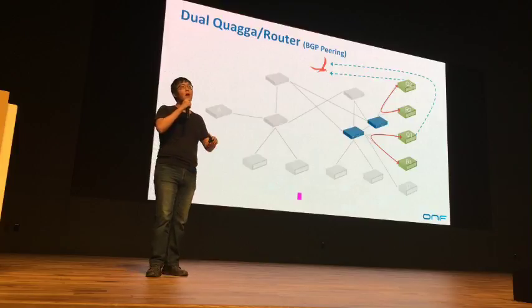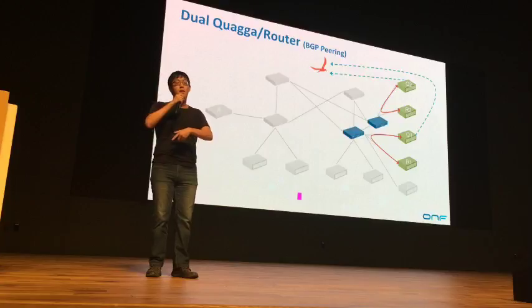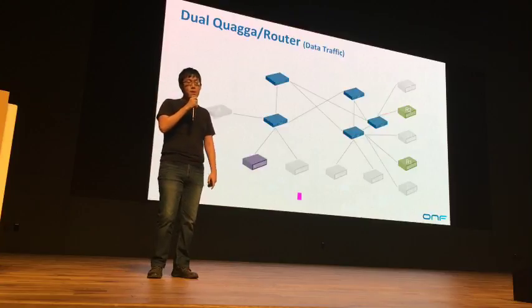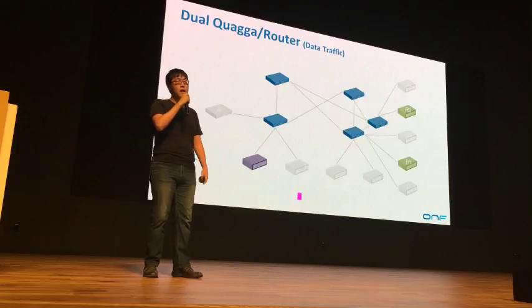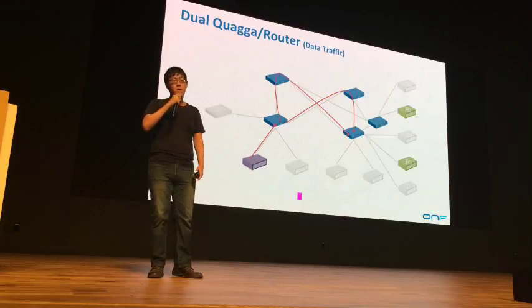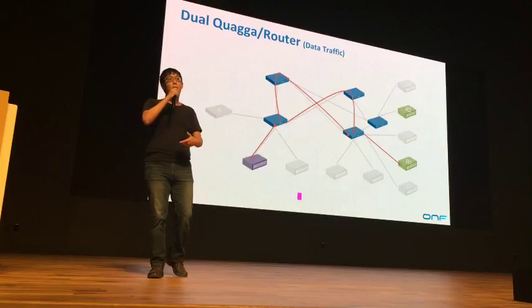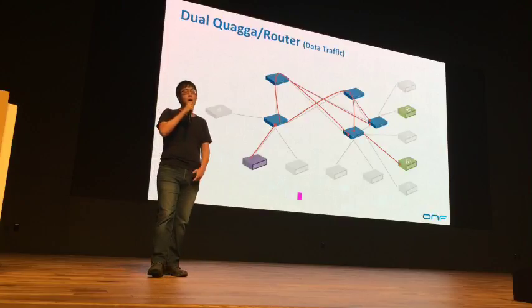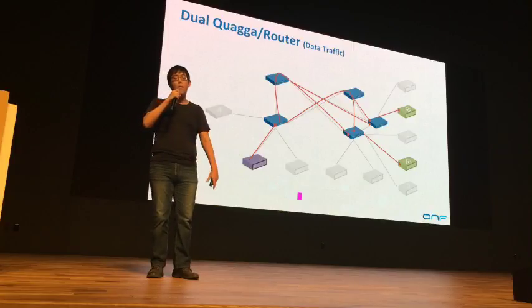Then we have logic in ONOS to pick the proper route in order to go out to the internet. So when an internal host like this purple one wants to go to the internet, it goes to the leaf switch, hashes to probably one of the spines, and goes out through upstream one. It's also possible it gets hashed to the second leaf switch and then goes out through upstream router two.